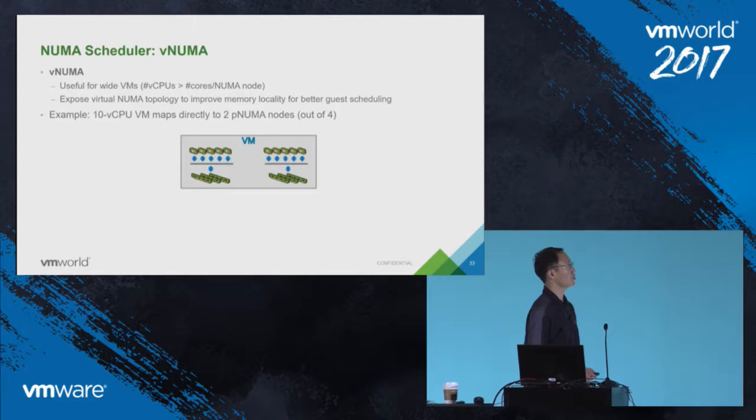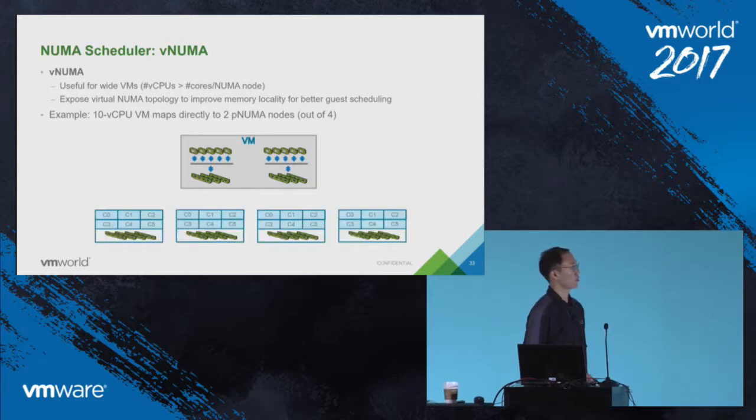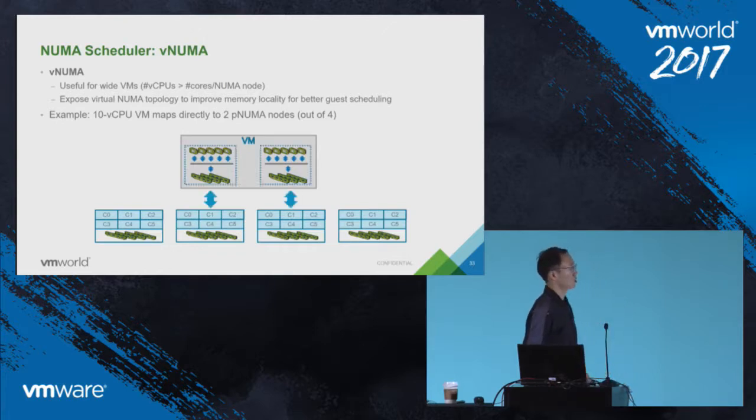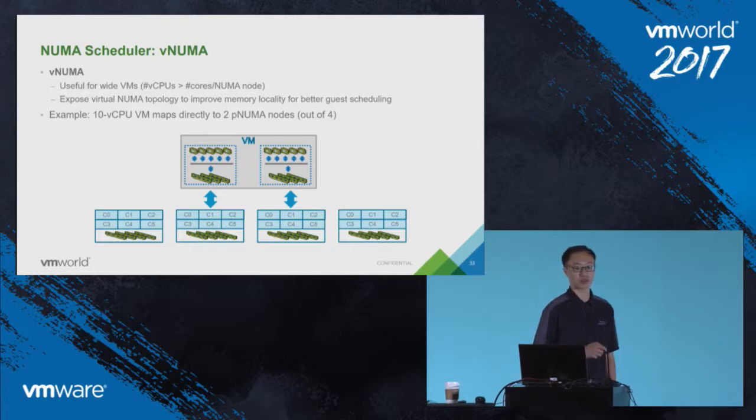Quick example: a 10 vCPU VM, where we have physical cores, 6 cores per socket. There is no way 10 vCPUs can fit into a single physical NUMA node. What ends up happening is that we will break the 10 vCPU VM into 2 virtual NUMA domains. Each is what we call a NUMA client, and we'll place each client onto a single physical node. Then everything should be okay.